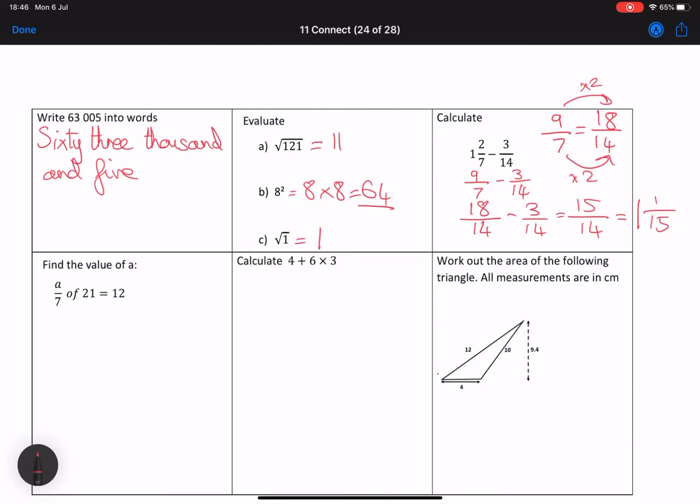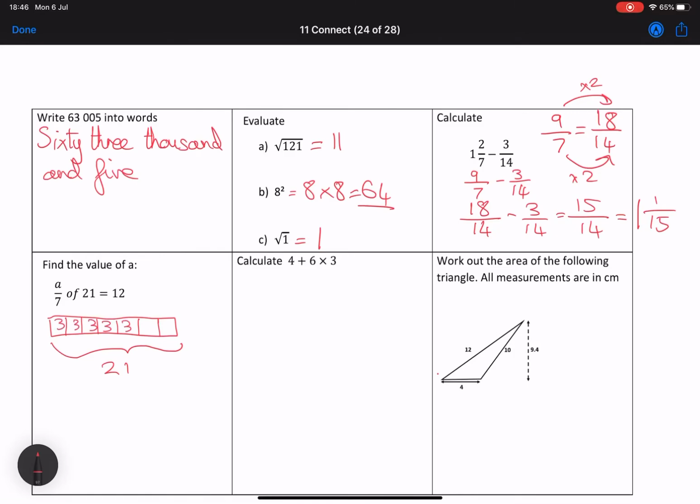The next one, find the value of a. So a over 7 of 21 equals 12. So you've got to think, if I had boxes here of 7 parts, 1, 2, 3, 4, 5, 6, 7. So a number of those boxes, if the whole thing is 21, well, how many of them would make up 12? So 21 divided by 7 would tell me that in each one of those boxes is 3.